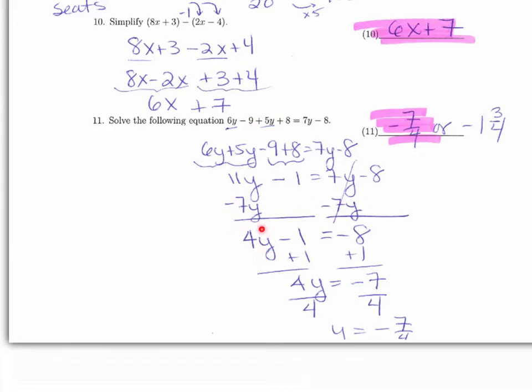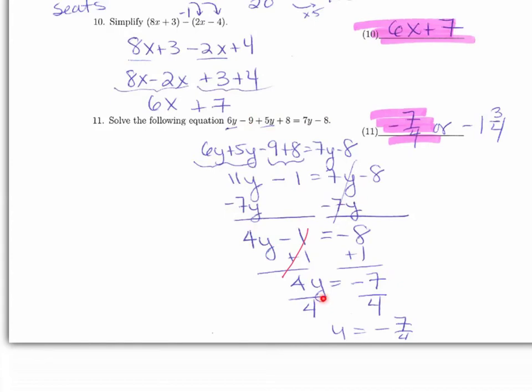Now to get that variable term by itself, we need to get rid of the negative 1. So we do the opposite. Add 1 to both sides. These add to 0 here. And then on the right, negative 8 plus 1 is negative 7.